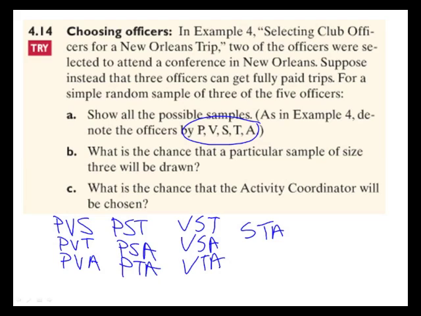And then, what is the chance that a particular sample will be drawn? 1 out of 10. Because there are 10 samples, and each of them would be equally likely. And then, what is the chance that the activity coordinator would be chosen? Yeah, 6 out of 10 would equal 60%. Well, but I was thinking simplified fraction form. Close. Three.